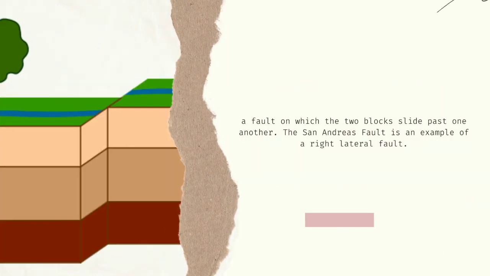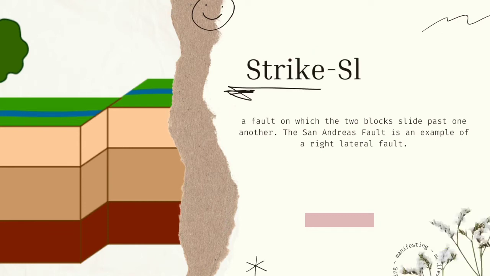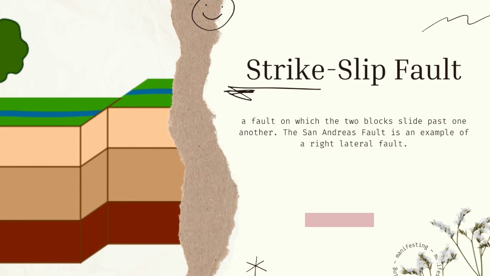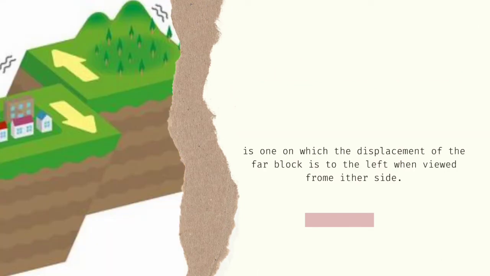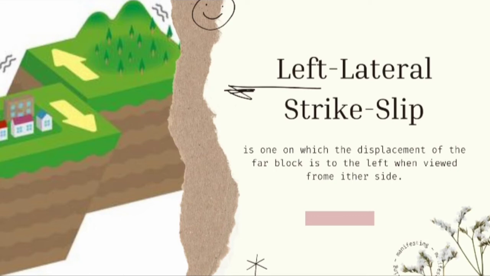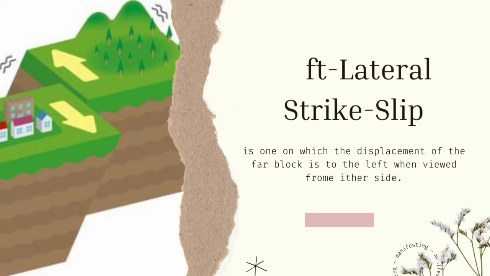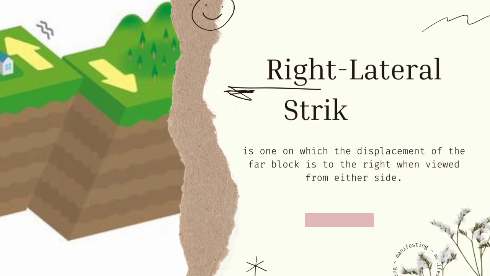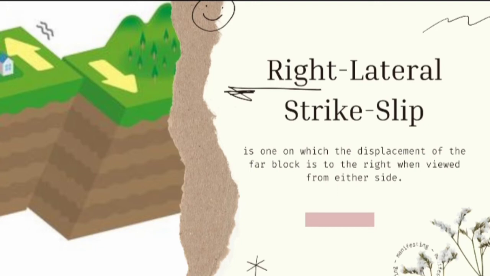Number 3. Strike-slip fault. A fault on which the two blocks slide past one another, like the San Andreas fault, for example. The number 4 is left-lateral strike-slip. A fault on which the displacement of the far block is to the left when viewed from either side. The last one is right-lateral strike-slip. A fault on which the displacement of the far block is to the right when viewed from either side.